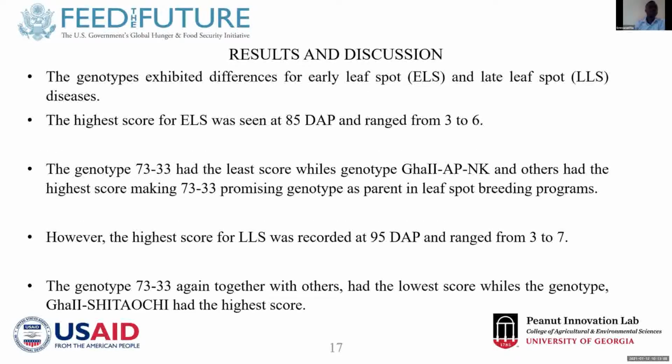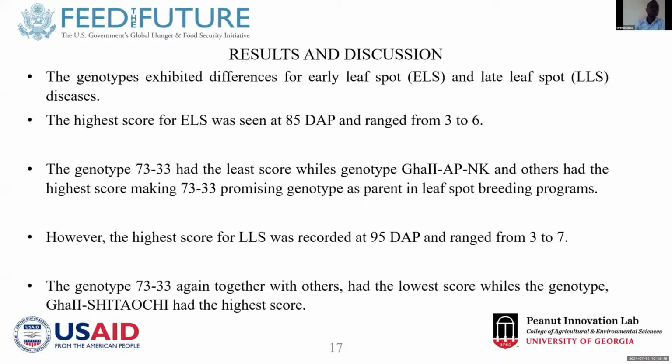Results and discussions. The genotypes exhibited differences when it comes to early and late leaf spot diseases. The highest score for early leaf spot was seen at 85 days after planting, which ranged from 3 to 6 on the scale. The genotype 73-33 had the least score, while the genotype GHA-LL-AP-NK and others had the highest score, making genotype 73-33 a promising genotype aspirant in future breeding programs where leaf spot is in the equation.